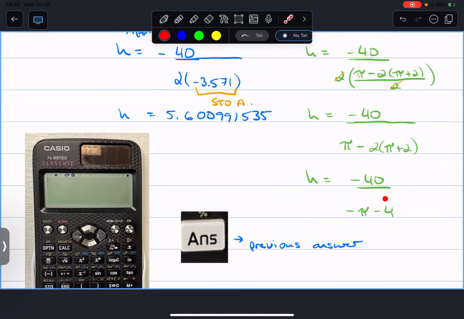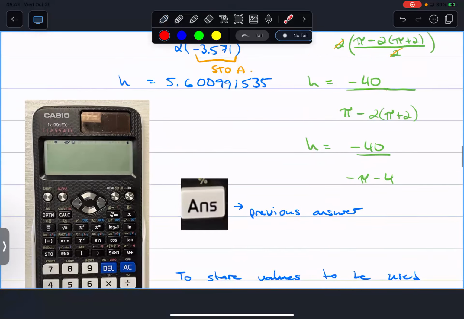Let's confirm that these are the same, or with some rounding problems. Negative 40 divided by negative pi minus 4, really hoping. Phew.